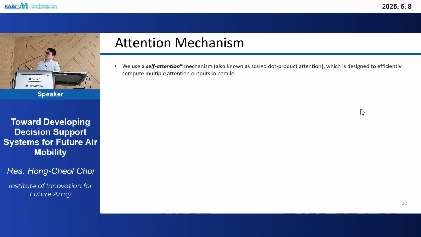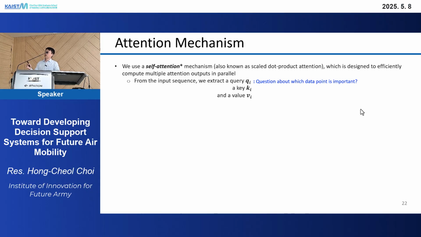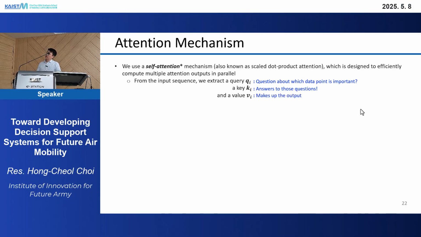The widely used attention mechanism is self-attention. From the input sequence, we typically extract 3 different vectors: query, key, and values. The query is like a question about which data point or track point is important, like in the previous example, do you see the red light in the traffic signal? Then the key is the answer to those questions, so it may be yes or no, or even maybe. And the values are combined with these query and key pairs to make up the outputs.